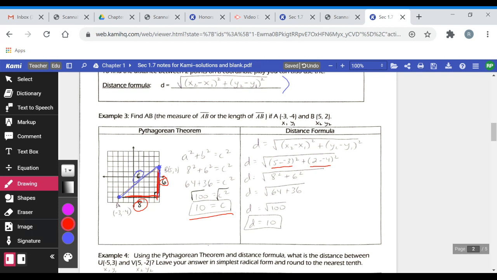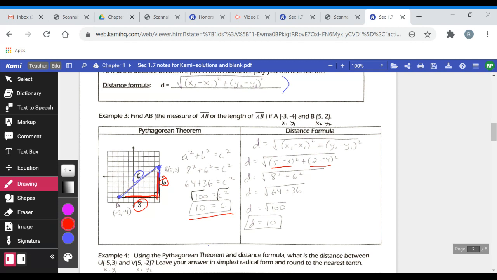Example 4 is very similar to that. I would pause the video and go ahead and try that just so you get the practice of doing the Pythagorean theorem and distance formula on your own. The only difference here on example 4 is the directions say to leave your answer in simplest radical form and round to the nearest tenth.